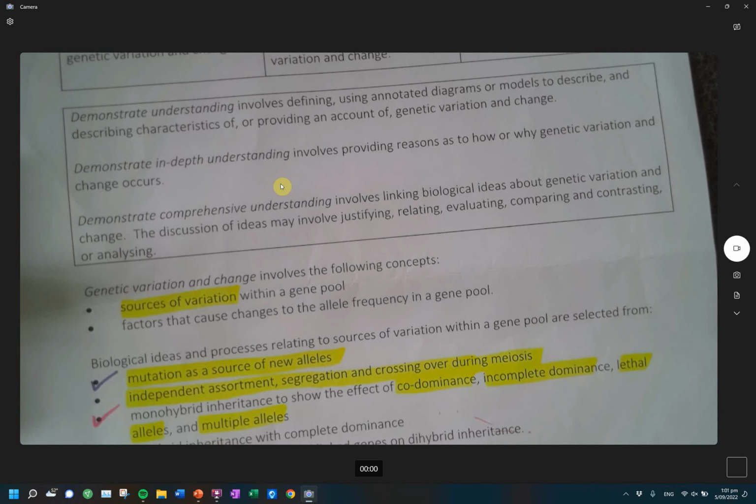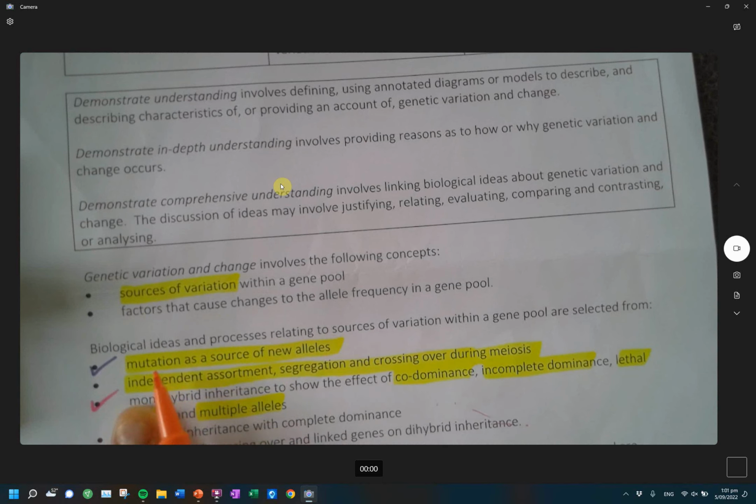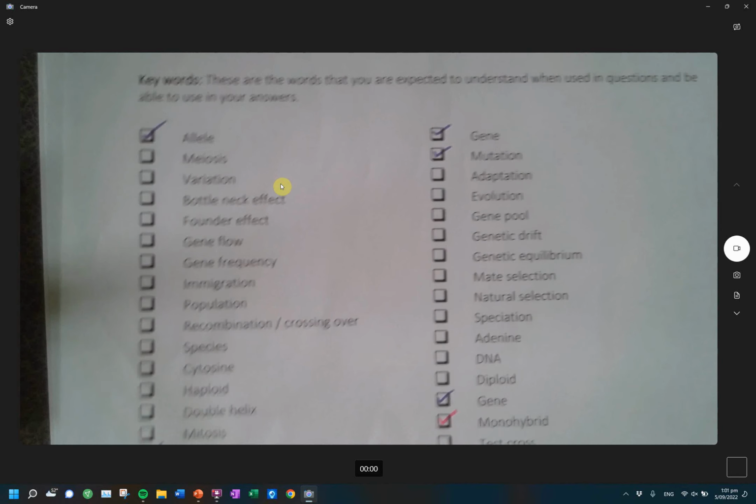All right, so I want to look at this bullet point here. Biological ideas, processes related to sources of variation within the gene pool selected from independent assortment, segregation, and crossing over during meiosis. So I need to potentially revise some of that material. First off, are you okay with meiosis versus mitosis, or do I need to do a quick rundown of the difference? Quick rundown? Yep. That's fine, because then it gives me stuff to tick off this list as well.